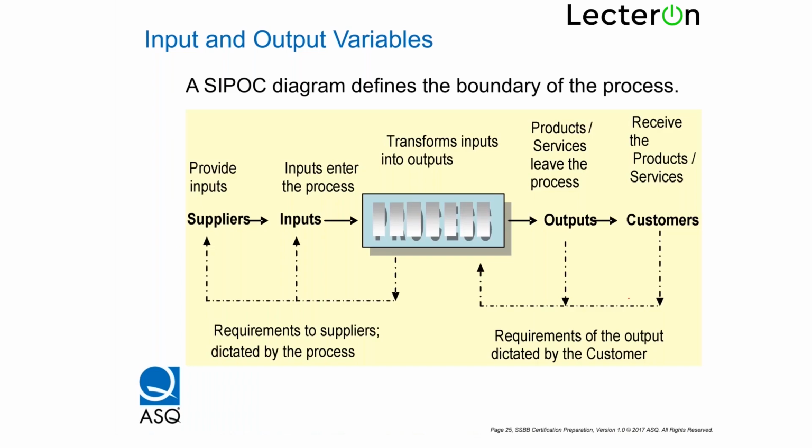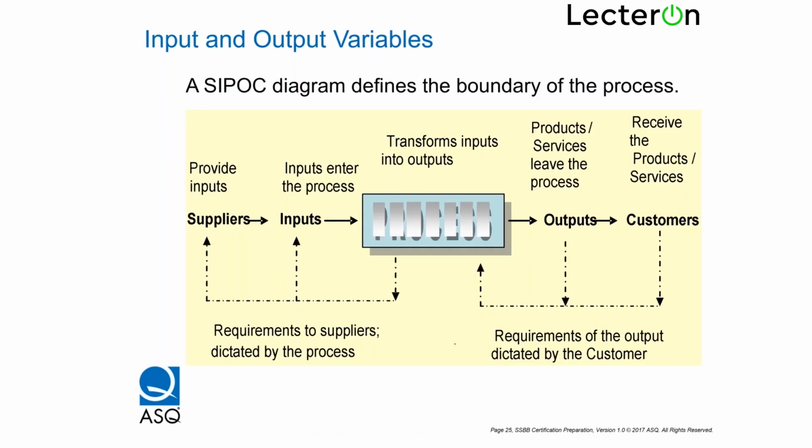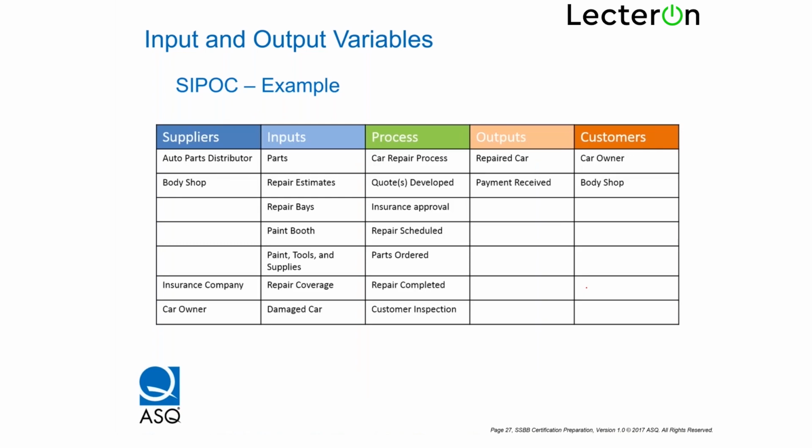The SIPOC diagram defines the boundaries of the process. So SIPOC is supplier, input, process, output, and customers. So here you see the part input, process, and output. You specify who your suppliers are, what input they are putting in, how these things are processed, what the outputs of these things are, and who the customers are for this process. You see now an example of a SIPOC diagram. Have a look at it.